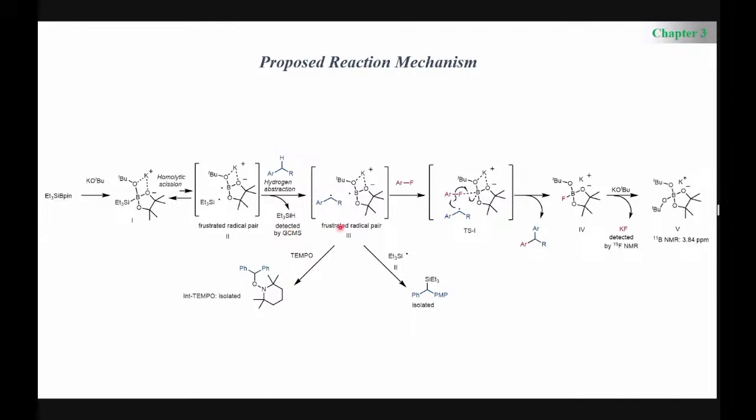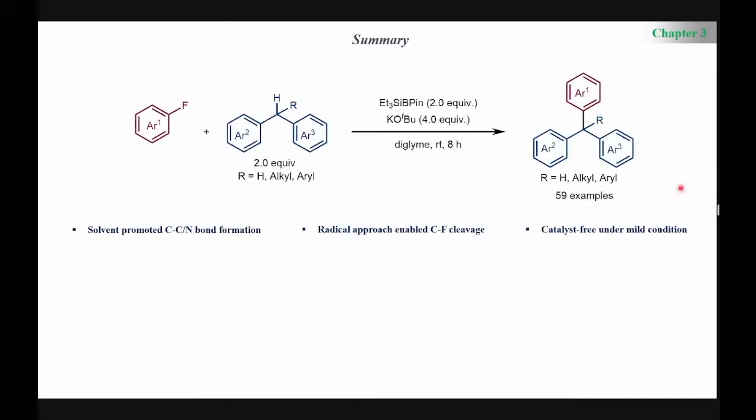Subsequently, this frustrated radical pair attracts this aryl fluoride by the interaction between fluorine atom and boron center for this transition state. And since the C-F bond is activated by the interaction with the boron atom, this benzylic radical selectively attacks at the carbon center of the C-F bond. The desired cross-coupling product is obtained with the C-C bond formation, accompanied by the release of these two kinds of salts. So in conclusion, we have developed this defluorinative carbon-carbon cross-coupling reaction.